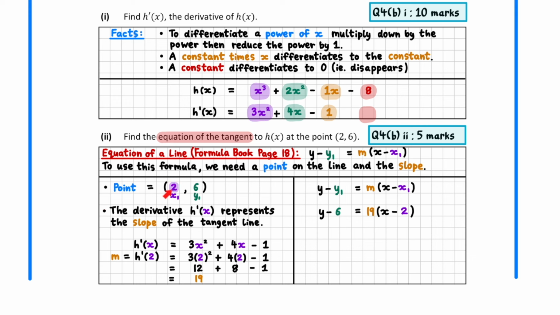Since our point has an x value of 2, we sub in x equal to 2 into the derivative we obtained in part 1. When we perform the calculations, we find that the slope is equal to 19. Now we can use our formula for the equation of a line. Here, x1 is equal to 2, y1 is equal to 6, and m is equal to 19. So the equation of the tangent line is y minus 6 equals 19 times x minus 2.